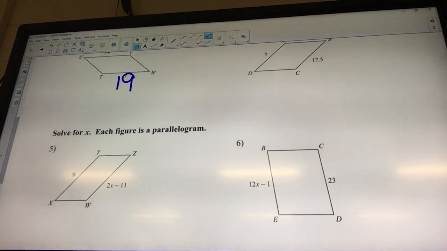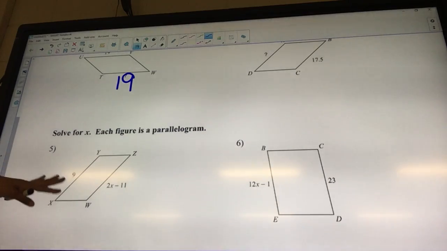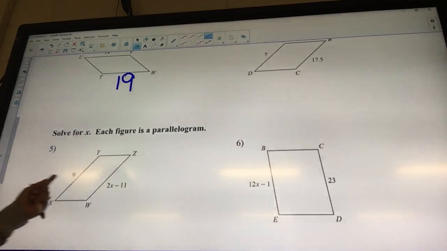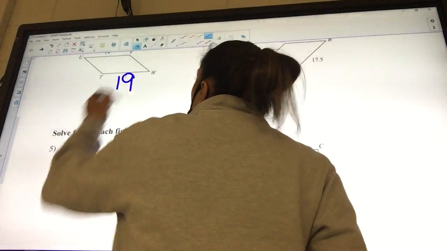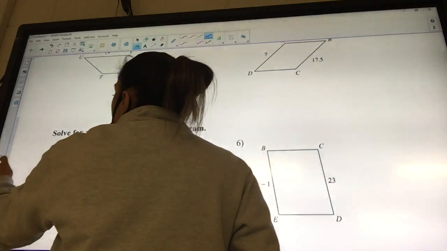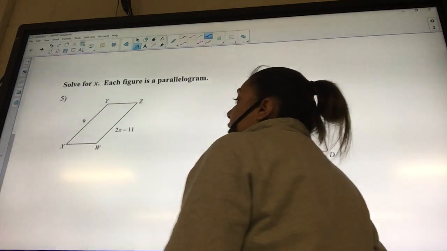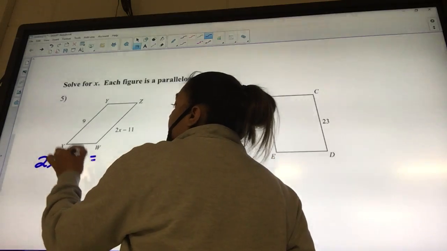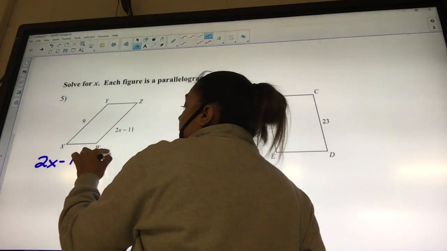The other ones say solve for x, and these ones are different. They're the same as what we did yesterday. They're different from the top because one of them we know is 9, so what should the other side be? 9. But we also know that this one side, the one with the 9 on it, is equal to the other side. And the other side says 2x minus 11. And so we can set this up and say 2x minus 11 equals this side, which is 9.